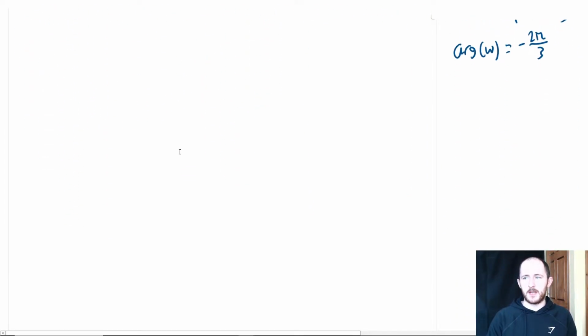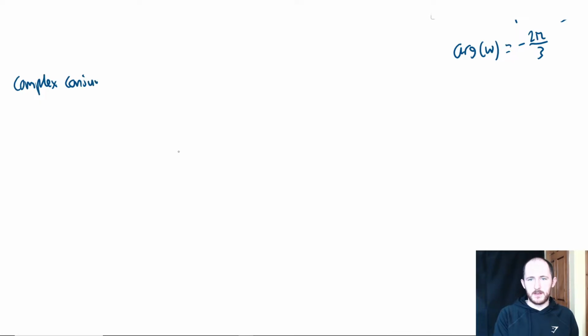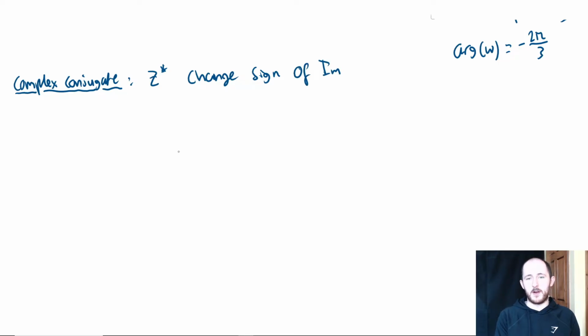The last thing you need to be able to do is take the complex conjugate. Now this sounds difficult, but it's actually incredibly easy. The complex conjugate, we denote this by z star. All you do is change the sign of the imaginary part. So if I remember our number from before, I think it's 3 plus 4i. The complex conjugate is literally just 3 minus 4i.